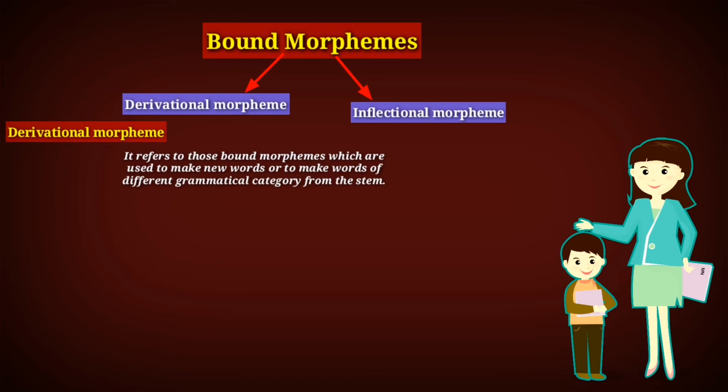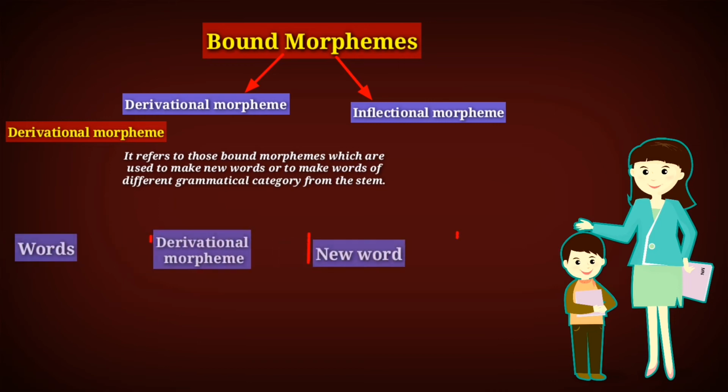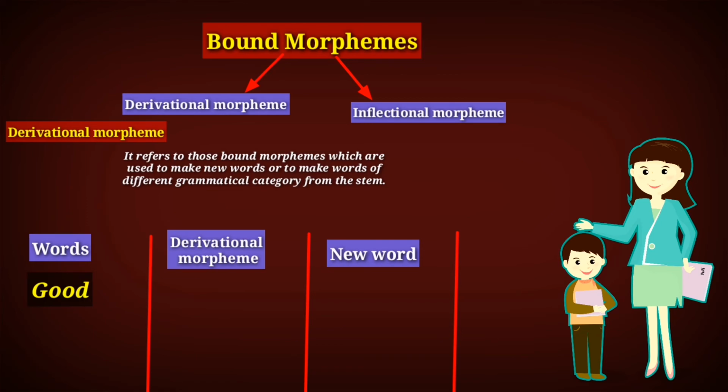For example, the adjective good becomes a noun when we add the derivational morpheme ness to it, like good plus ness, so it becomes goodness. So here ness is a derivational morpheme which has created a new word from an adjective, a noun, goodness.